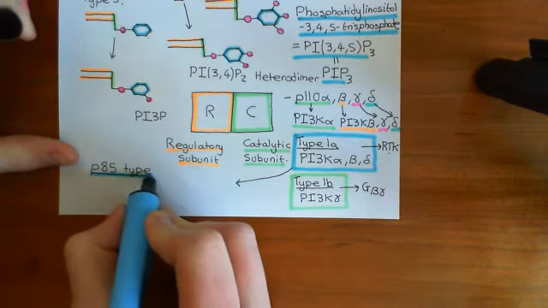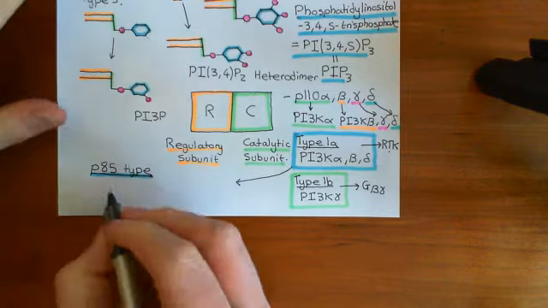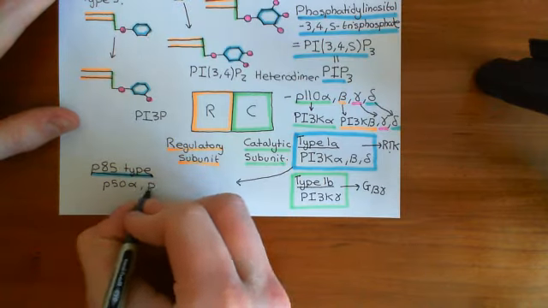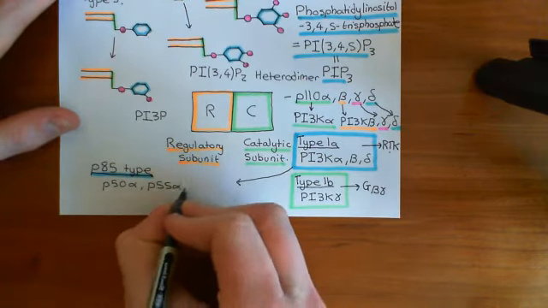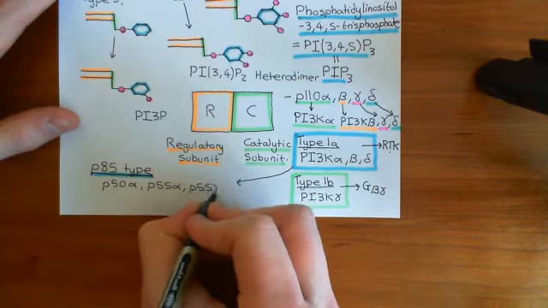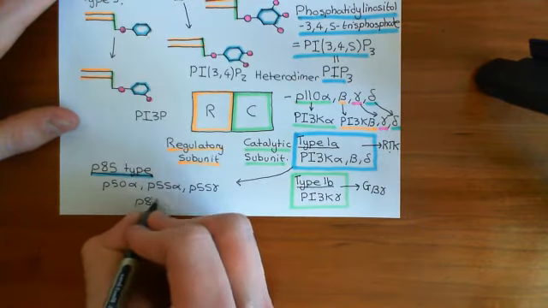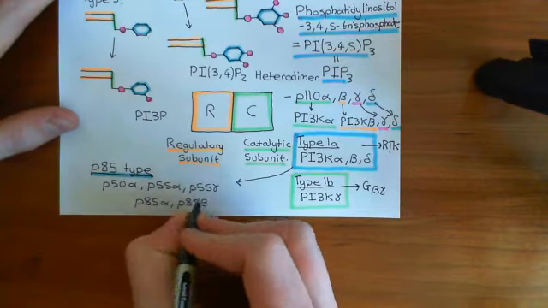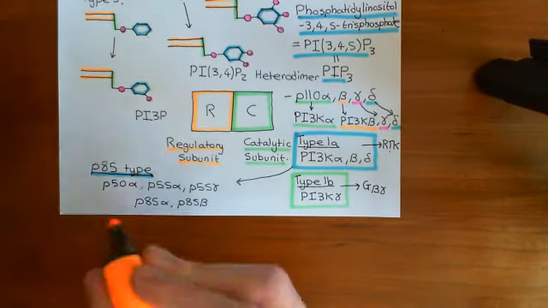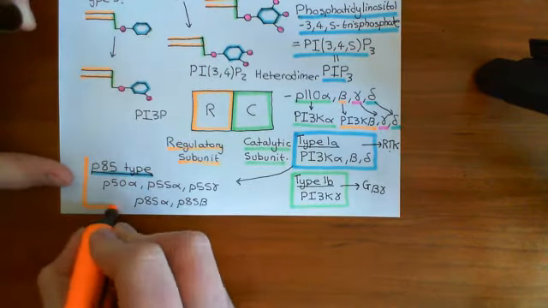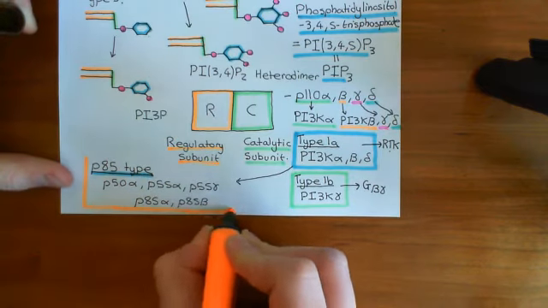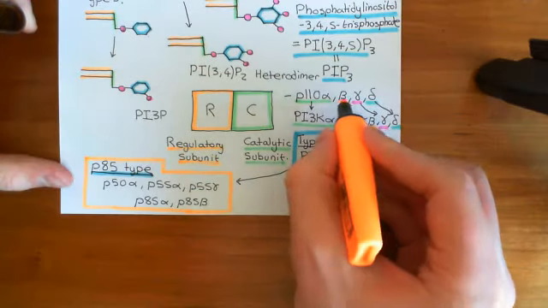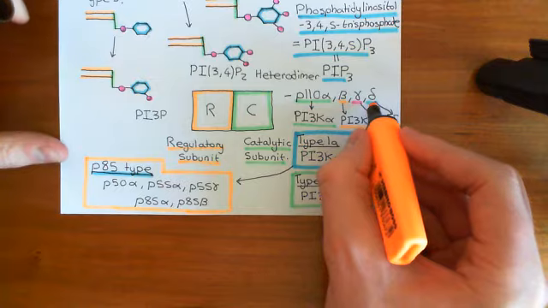So what are these 5 different regulatory subunits then? Well, there is P50 alpha, then there is P55 alpha, P55 gamma, and then finally P85 alpha and P85 beta. So these are 5 different proteins which can all function as the regulatory subunit of our type 1 PI3 kinase enzyme, and they are going to be within type 1A PI3 kinase enzyme specifically. So these will associate with either a P110 alpha, a P110 beta, and a P110 delta.